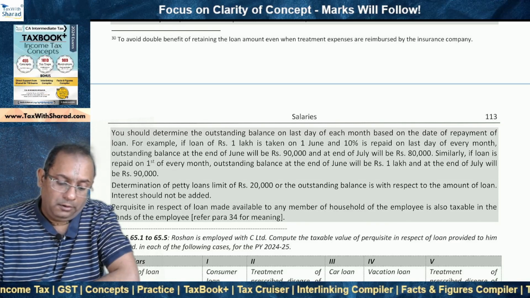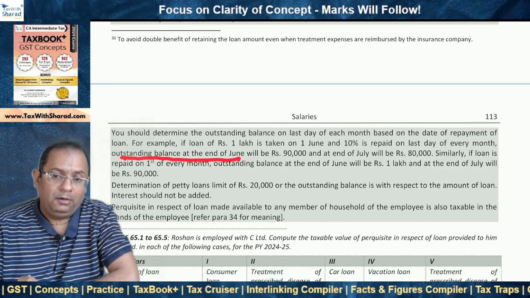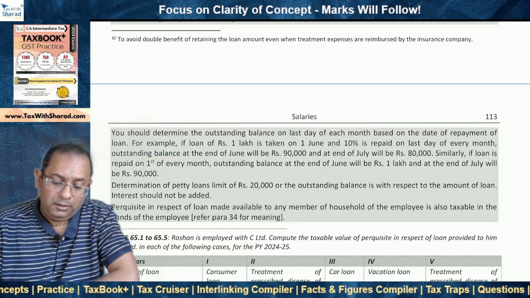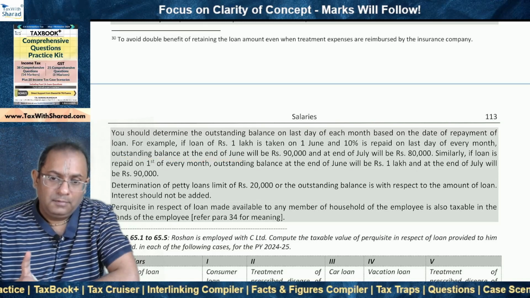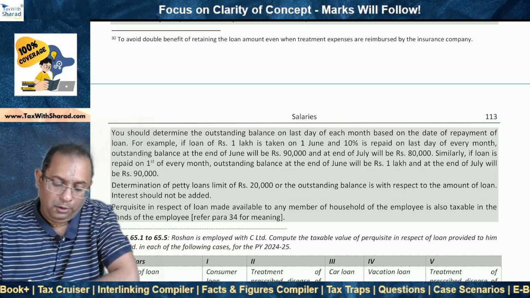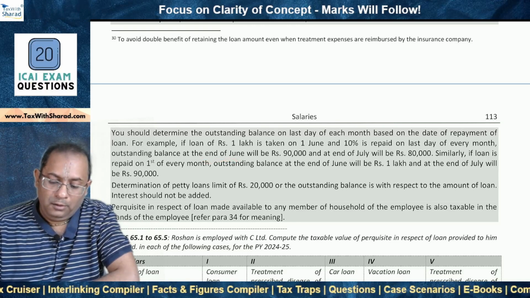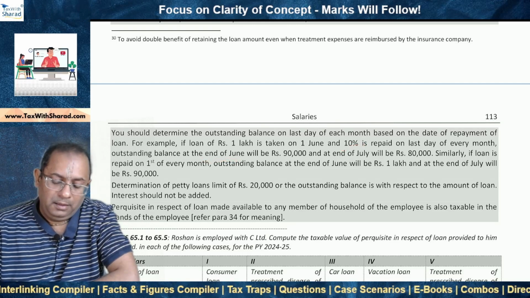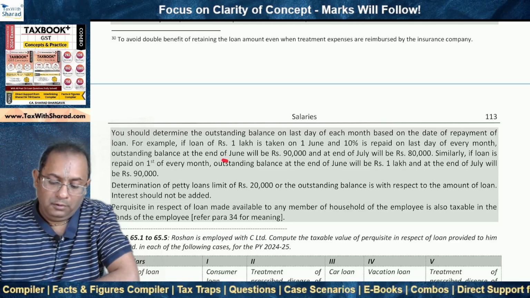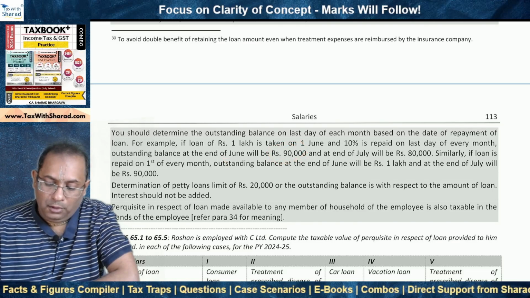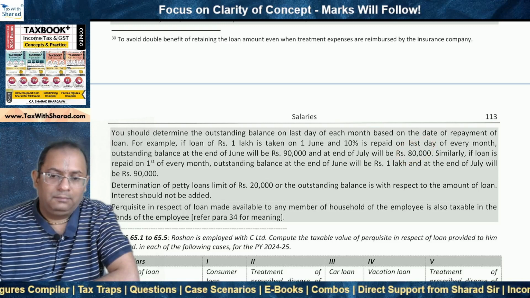So last day of June, you pay 10,000, last day of July, you pay 10,000, and so on. So you have to check what? You have to check outstanding balance at the end of each month. So first, you will check end of June. And end of June, you will already have paid 10%. So outstanding balance at the end of June will be 90,000. At the end of July will be 80,000, and so on.